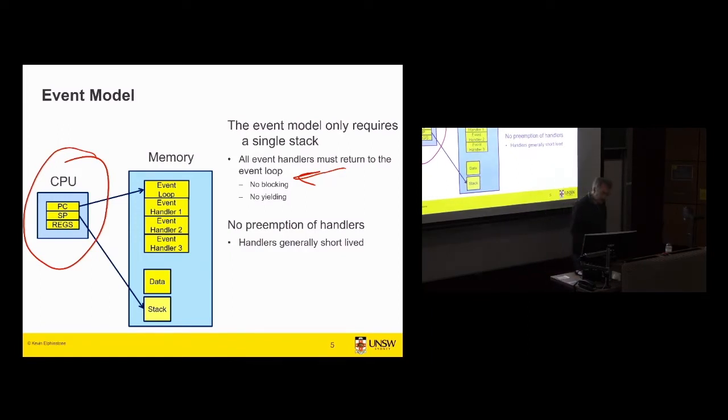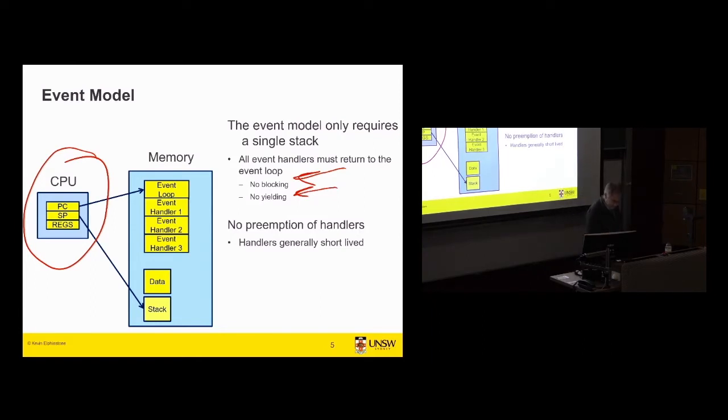There's also no yielding, and I should probably introduce that term. The idea behind yield is that we're executing along and we've got nothing to do now because we're waiting on something. Call yield, and yield basically schedules something else from where I'm executing now. We can't do that in the event model. There's no way of allowing something else to run without returning back to the event loop. So you can see this model is getting quite restrictive.